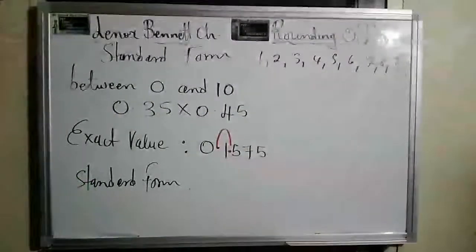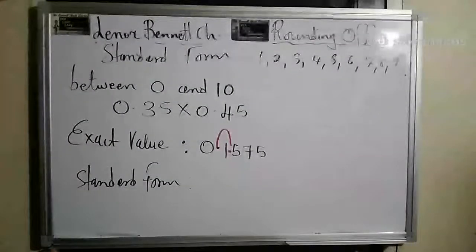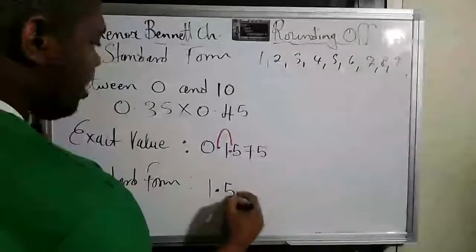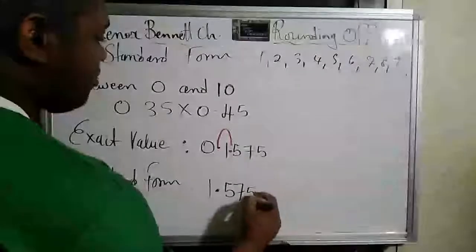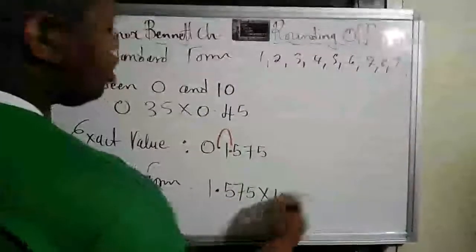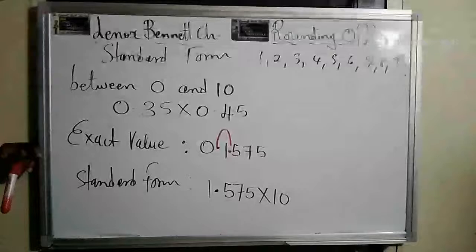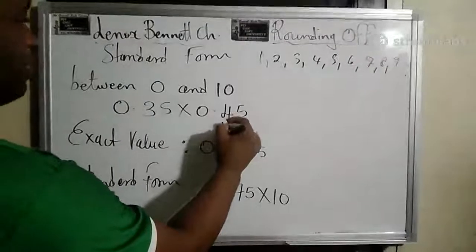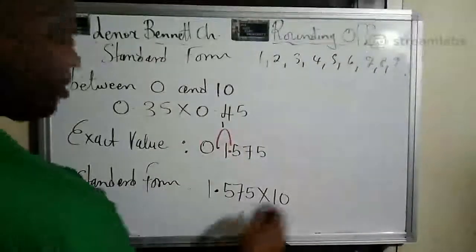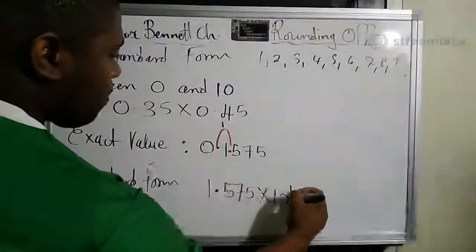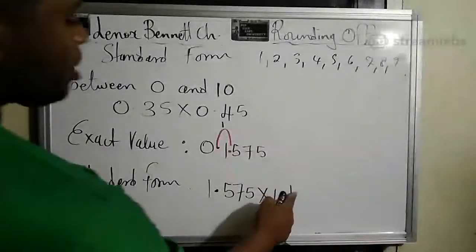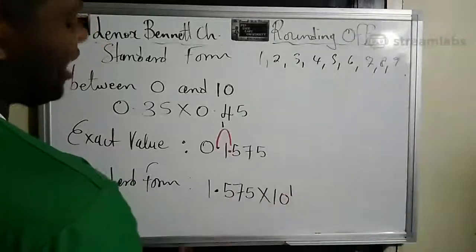There we have it. But we are not finished yet. So we rewrite it as 1.575 times 10 to the number of places we move. Now, how many places did we move? Only 1, right? We move only 1 decimal place, so it's 10 to the 1. Alright, we now need to determine whether this 1 is positive or negative.